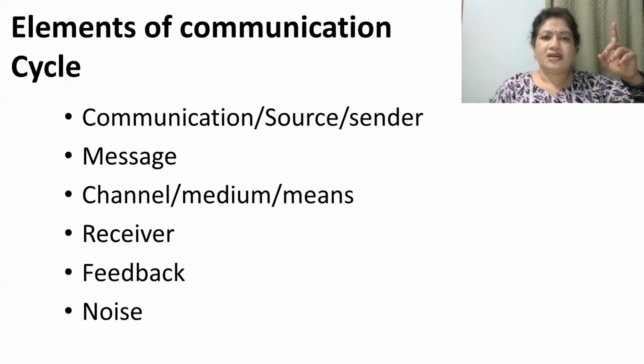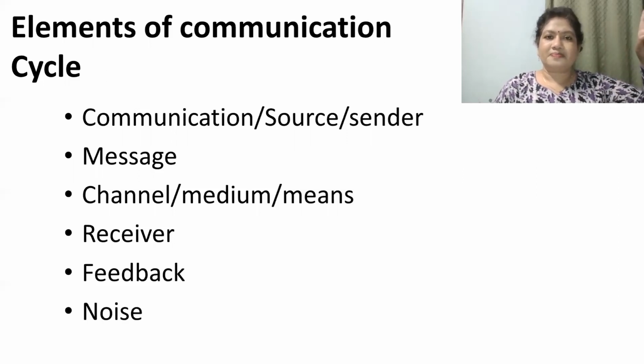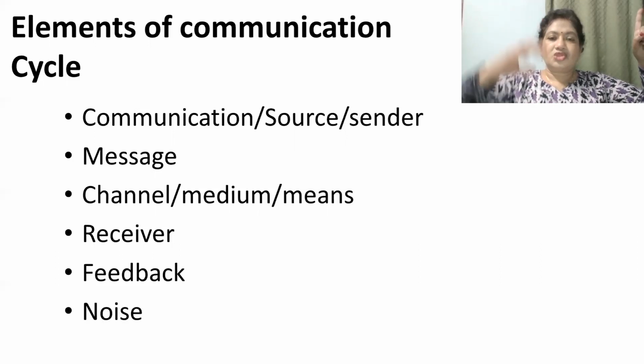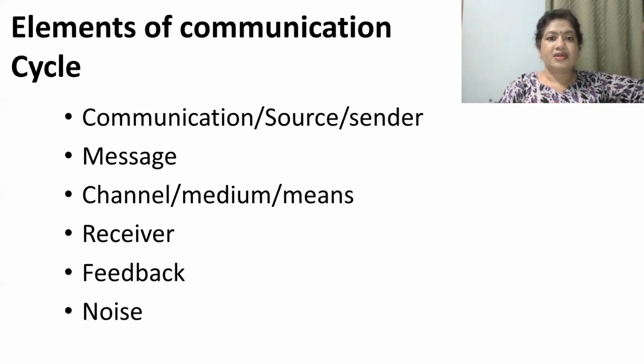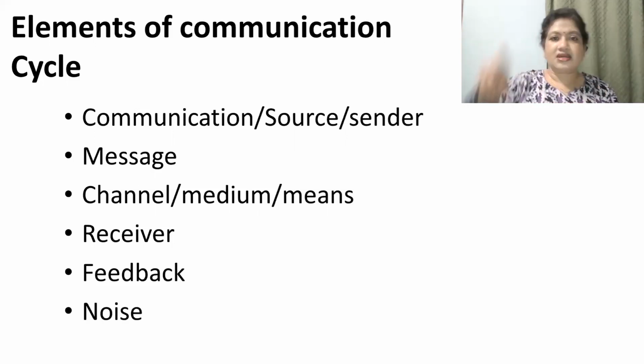So when you have the sender, that person is the sender. And then there is a channel or medium, and then the receiver. One encodes, one decodes. The decoder becomes the encoder, gives feedback, and then it goes back. So the entire circle is there. That is why it is called the communication cycle.